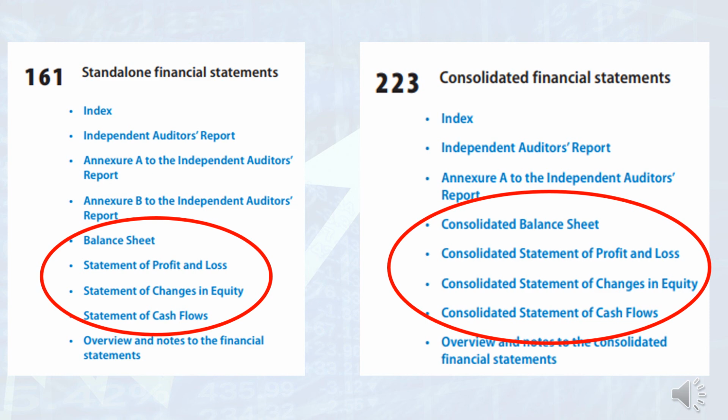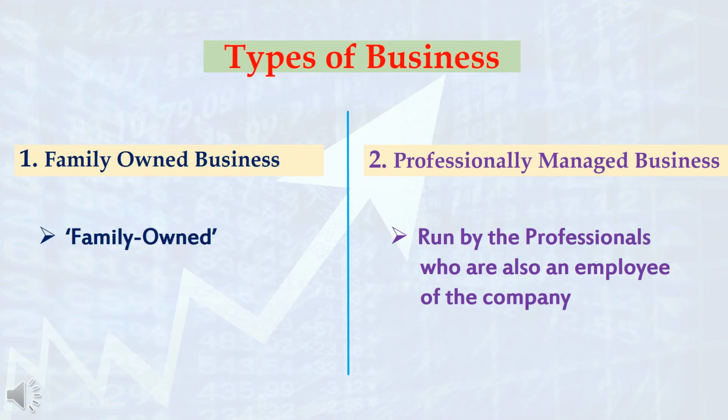The companies which have subsidiary companies and associate companies will declare a standalone balance sheet and a consolidated balance sheet separately. Similarly, they will declare the standalone profit and loss account statement and the consolidated profit and loss account statement separately. Finally, in this video, we will see two types of business. The major two types are, first, family owned business, second, professionally managed business. By the name itself, we can easily understand the family owned business. Here, if the father had started the business, then the son will take care of that business. That is a family owned business.